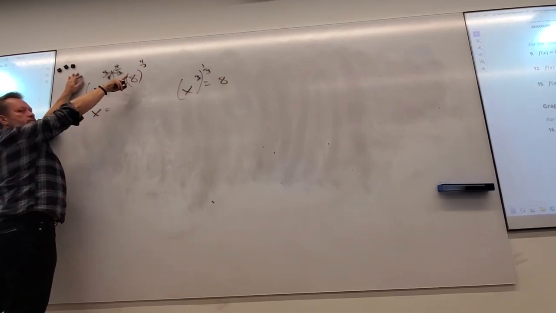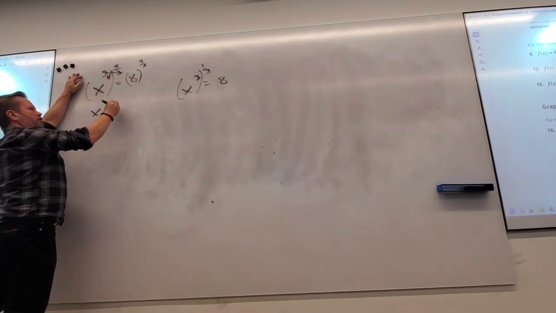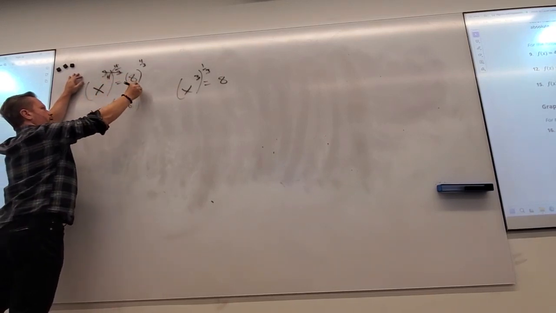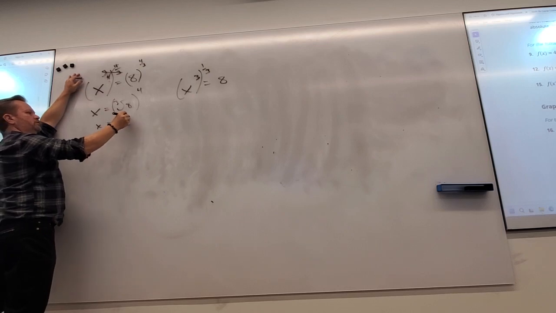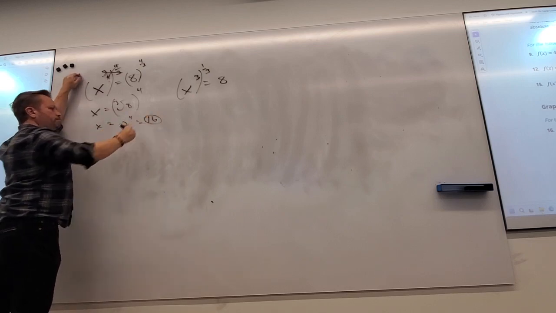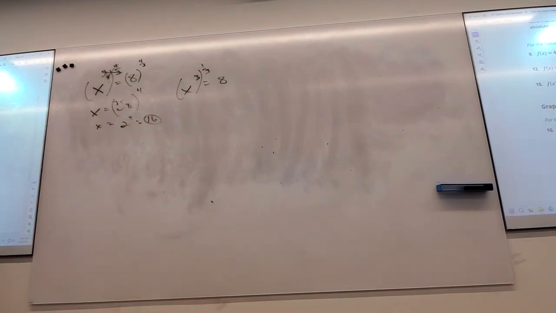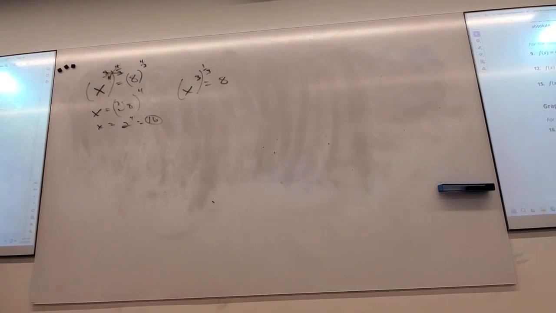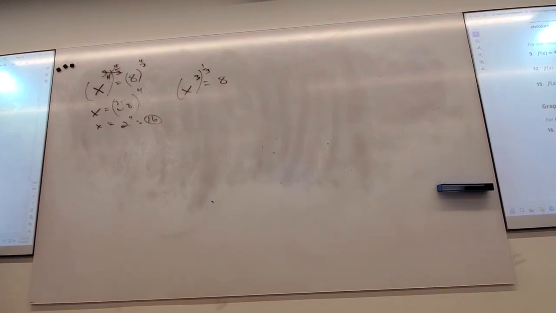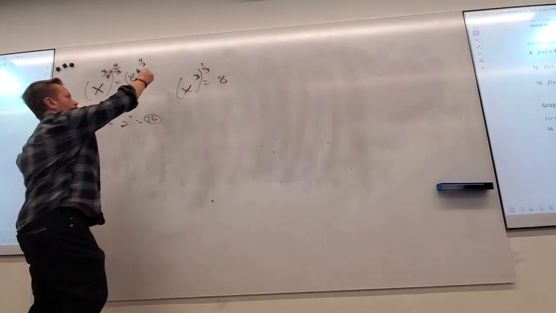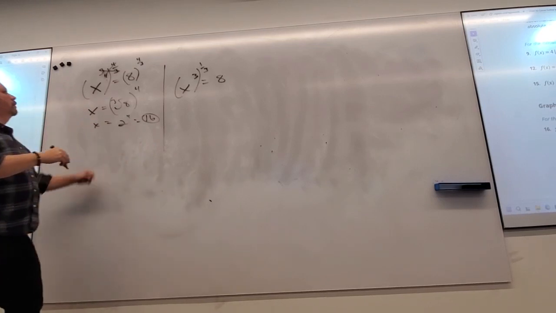What's the root? 3. Good. Cube root of 8, and what's the power? 4. Fourth power. Okay, what's the cube root of 8? 2. 2 to the fourth power? 16. Wait, how did you get that? Get which one? The cube root of 8? Oh, this, okay, again.